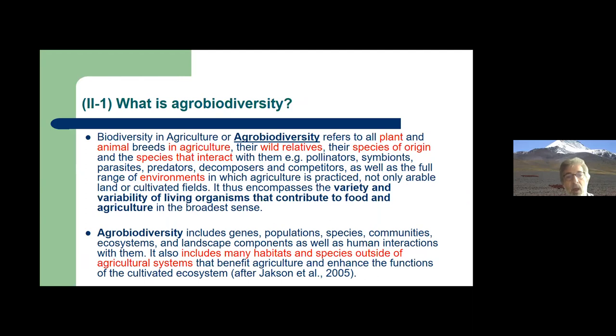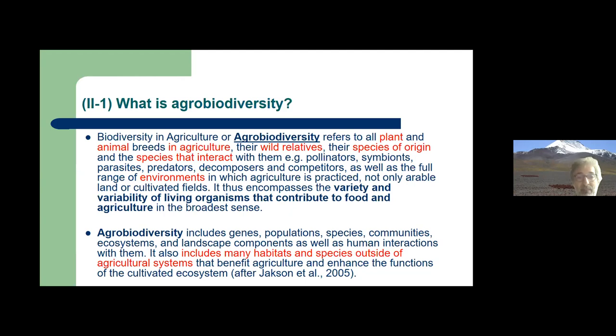Biodiversity in agriculture, or agrobiodiversity, refers to all plants and animal breeds in agriculture, their wild relatives, their species of origin, and the species that interact with them, for example pollinators, symbionts, parasites, predators, as well as the full range of environments in which agriculture is practiced, not only arable or cultivated fields. So it first encompasses the variety and variability of living organisms that contribute to food and agriculture in a broader sense. So agrobiodiversity includes genes, populations, species, communities, ecosystems, and landscape components, as well as human interaction with them.